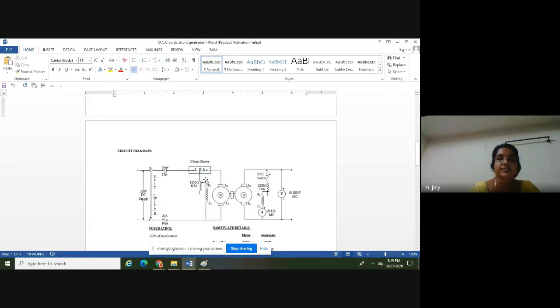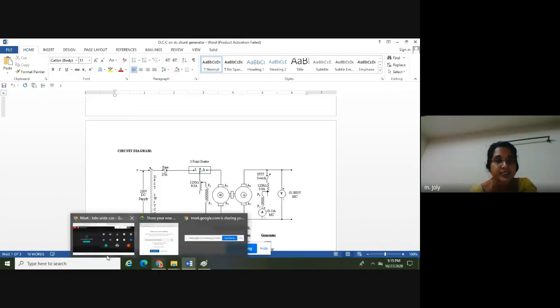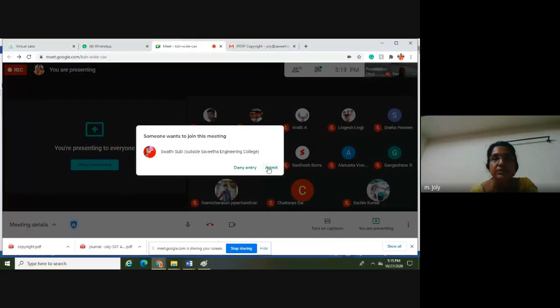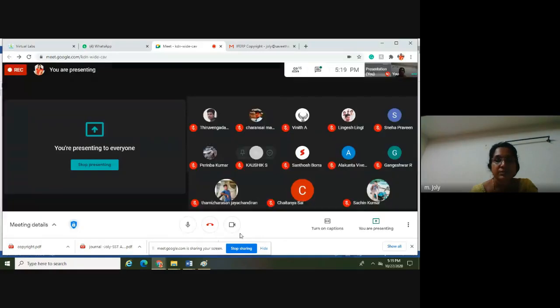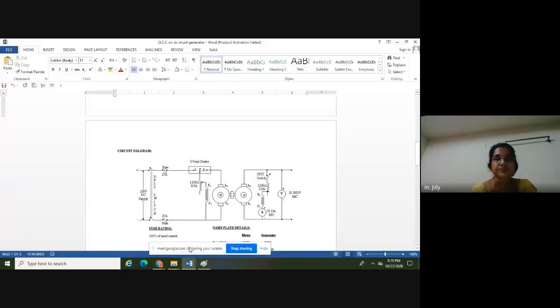The circuit diagram shows the 3-point starter. L, F, A are the terminals: line, field and armature. Line is connected to the line terminal, that is the plus supply. Then the negative is connected to a fuse. What is meant by a fuse? That is a protection device. Whenever an overflow of current flows through it, the fuse protects the circuit. So that is the protection device.